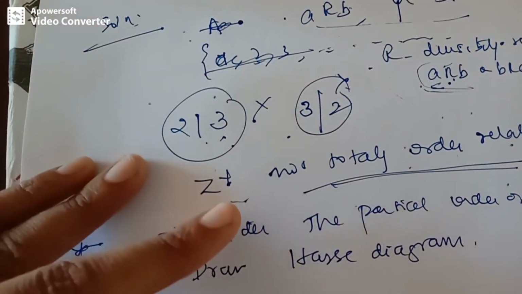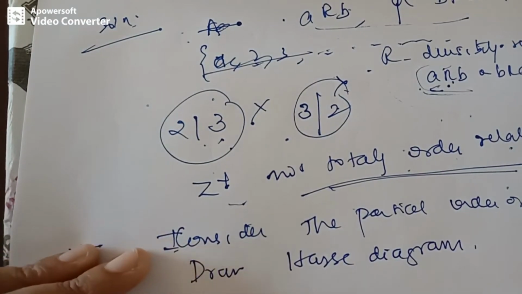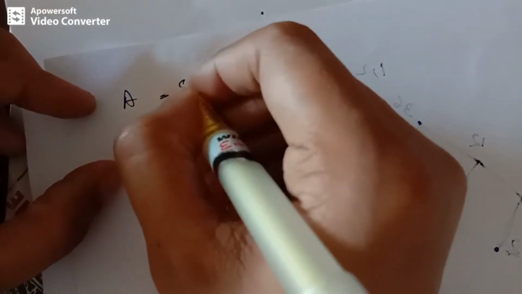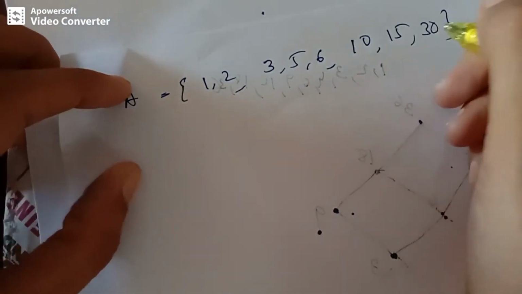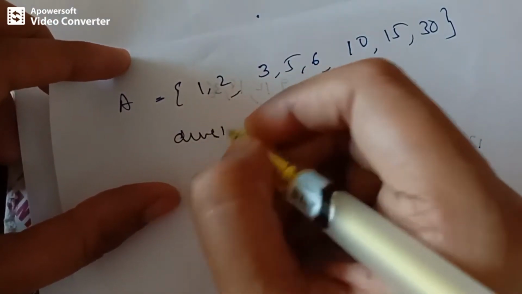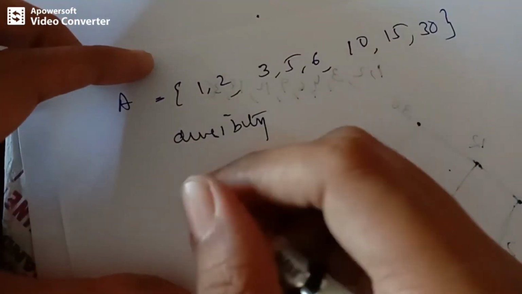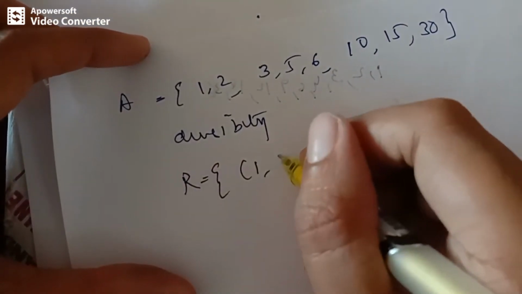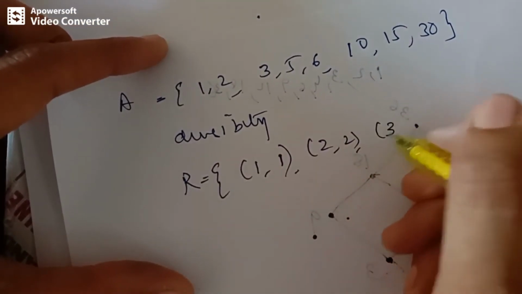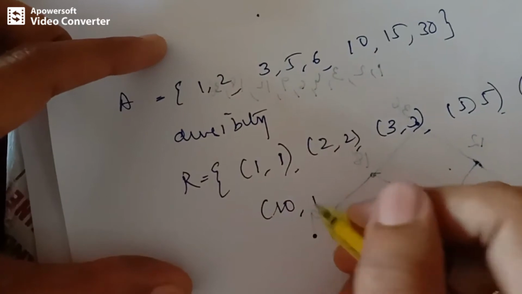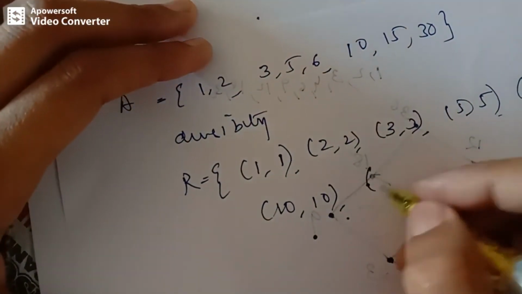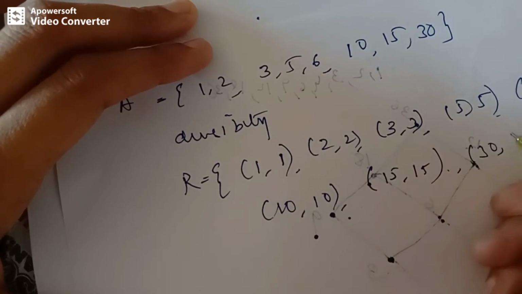The partial order: the set A is given, that is, set A is 1, 2, 3, 5, 6, 10, 15 and 30. The relation is which relation? Divisibility relation. So we need to write those pairs in the relation. So basically 1 divides 1, 2 divides 2, 3 divides 3, correct? Each of the elements divides themselves. 10 divides 10, right? And then you can say 15 divides 15, 30 divides 30.